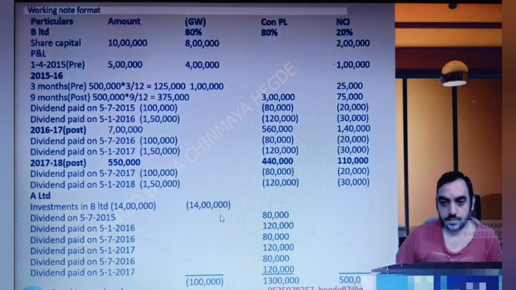Then profit for the year 16-17 is 7,50,000 and profit for the year 17-18 it will be 5,50,000. No, 7 lakh. 7 lakh and 5,50,000, and these will be post. These are the profits, pre and post. I have just shown it to you.